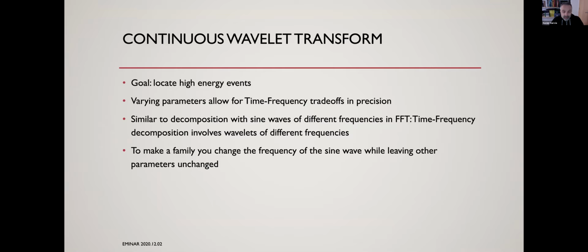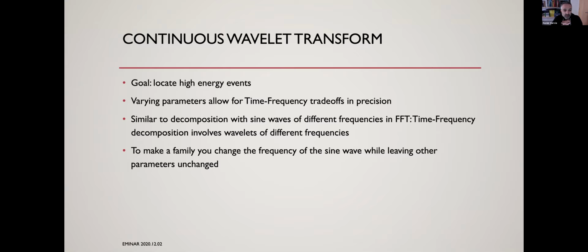But Garcia and Jones in 2008 suggested the use of the wavelet transform, and the goal was to locate high energy events, to find these events and then only process this data. The continuous wavelet transform, when we vary the parameters, allows for a time-frequency trade-off in precision. So what we were talking about before: in our case, we think that it was much better to use than the Fourier transform.